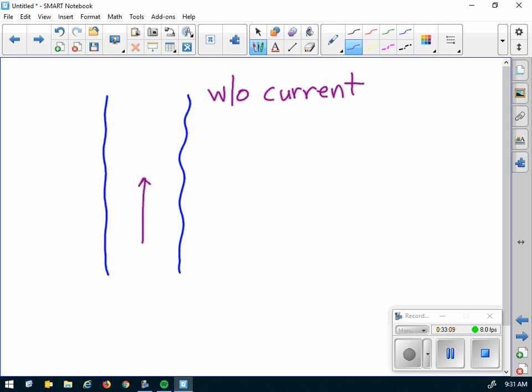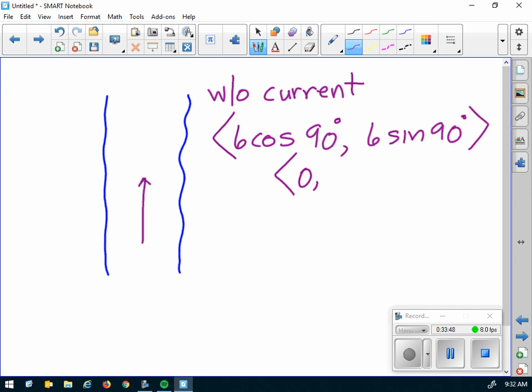So let's write a vector without the current. Magnitude is 6. Cosine of... We're going to be letting that salmon be swimming due north. Due north would be 90 degrees. That's the horizontal component. What's the vertical component? There you go. Now the nice thing is we know cosine and sine of 90 degrees. What's the cosine of 90 degrees? 0. So this vector really is a very simple vector. 0, 6 times 1.